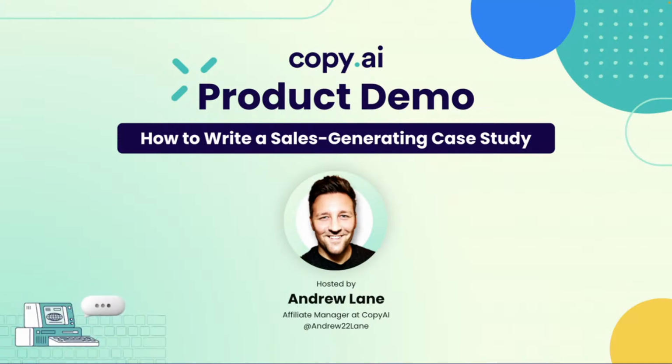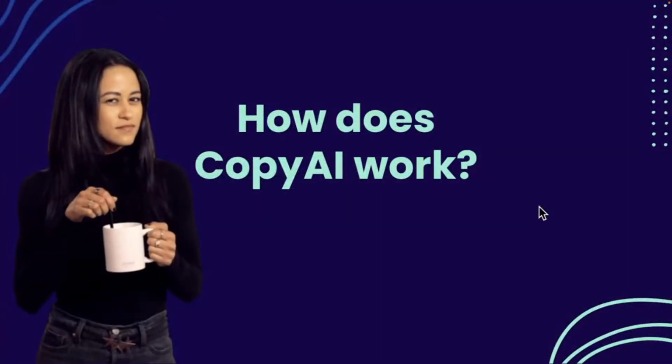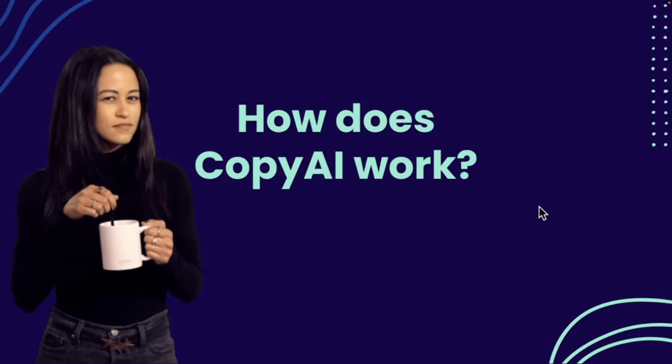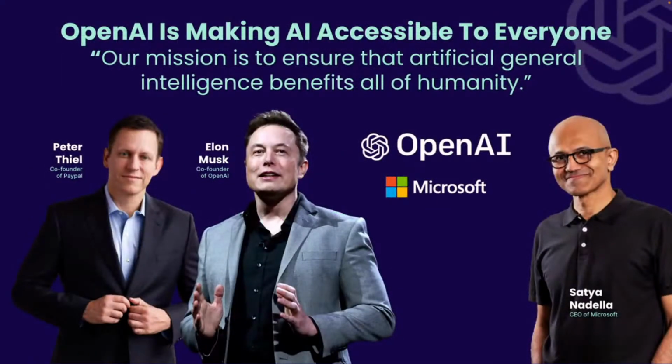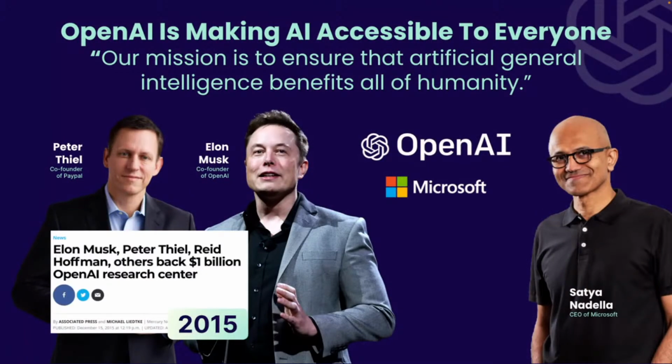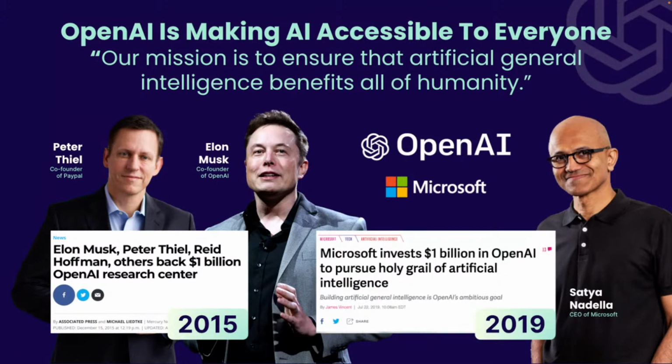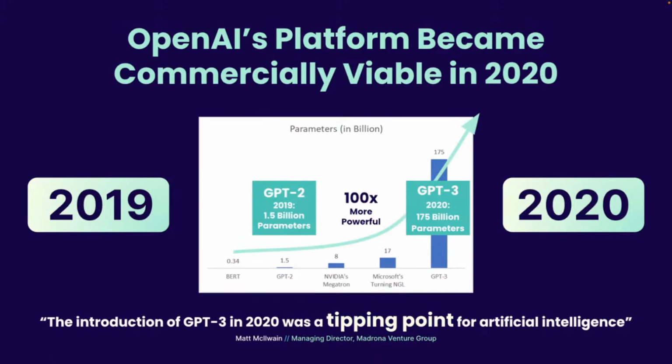But right now, the freestyle tool is amazing. And if you're curious, like what is going on? What is the magic sorcery behind all this? Well, here's a quick overview, the 60-second rundown. Basically, there's a company called OpenAI that's making AI accessible to everyone. It started in 2015, where all these Silicon Valley billionaires put in $1 billion to open up the research center. Microsoft came in with another $1 billion to pursue the holy grail of artificial intelligence in 2019. And in 2020, it got 100 times more powerful and really became a tipping point for artificial intelligence.